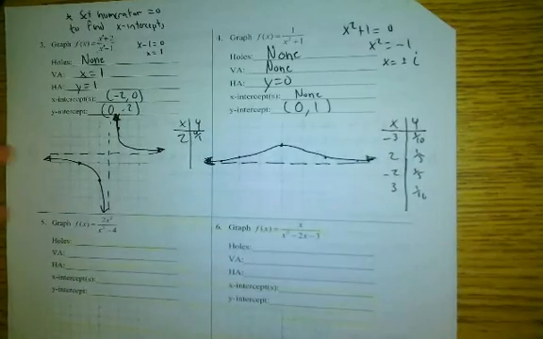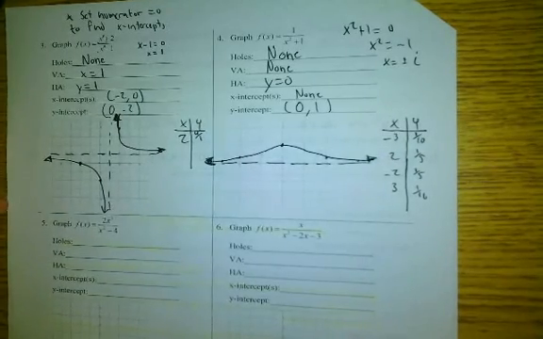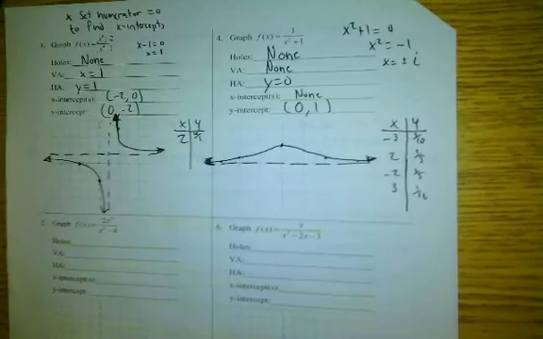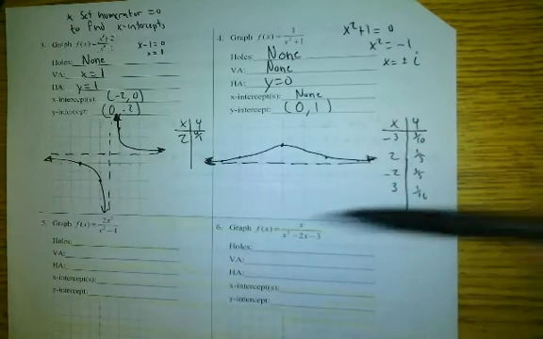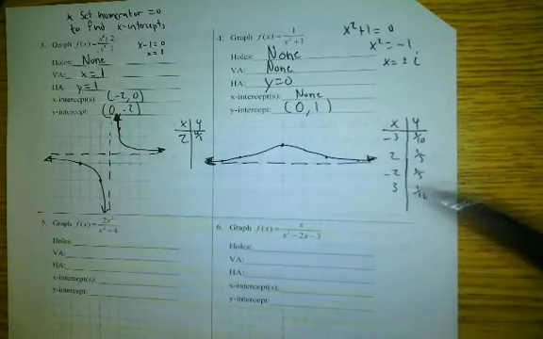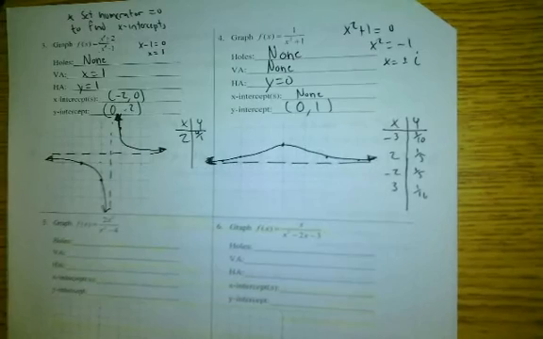Can you have any part of your graph be below that asymptote? No. Okay? Yes, I would say yes, because it's a function and a function is continuous. Okay?